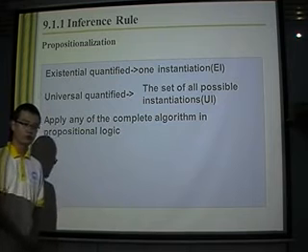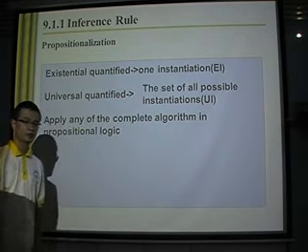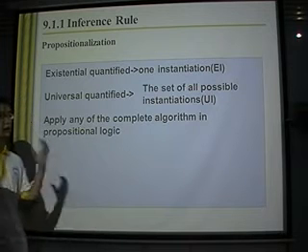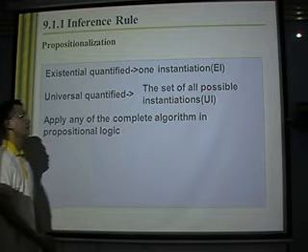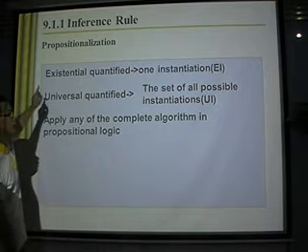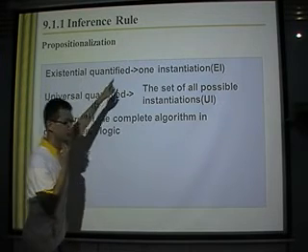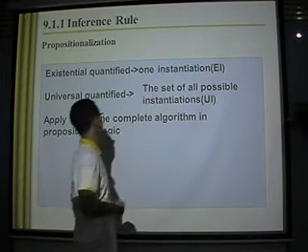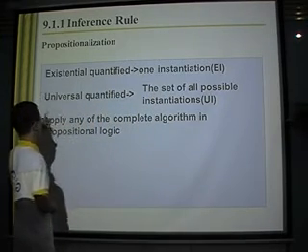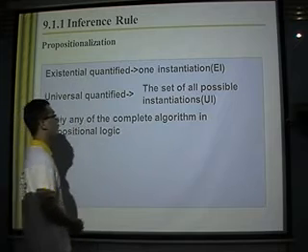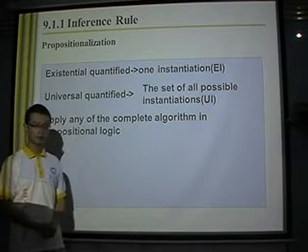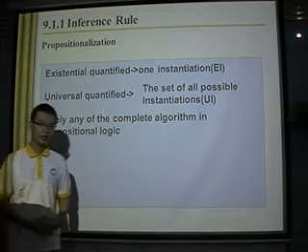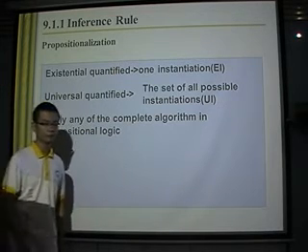Based on the two rules, universal instantiation and existential instantiation, we can build an automated reasoning technique called propositionalization. We can take each existential quantified sentence and replace it with one instantiation, and replace the universal quantified sentence with the set of all possible instantiations in the model. And then we can apply any of the complete automated reasoning algorithms in propositional logic.